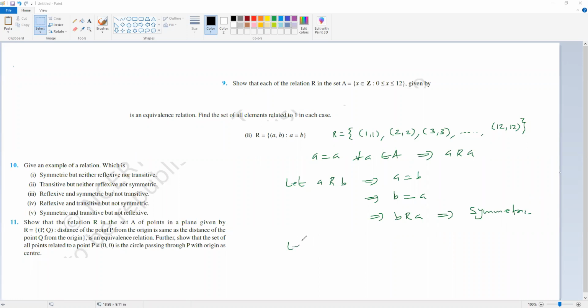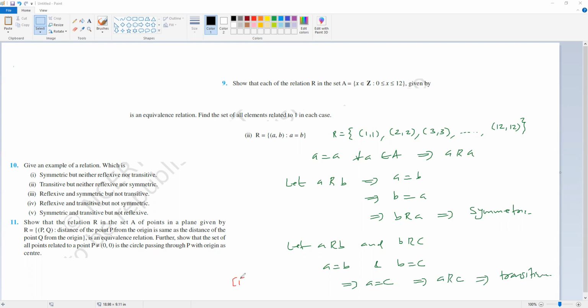Then for transitivity, let A be related to B and B related to C. So A related to B means A is equal to B, and B related to C means B is equal to C. That implies A is equal to C, that implies A is related to C. That implies it is transitive. So reflexive, symmetric, and transitive. So it is an equivalence relation.